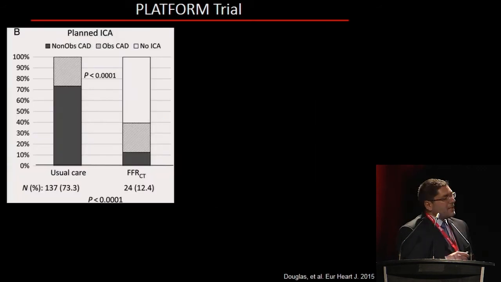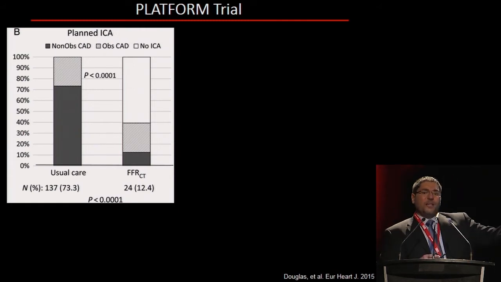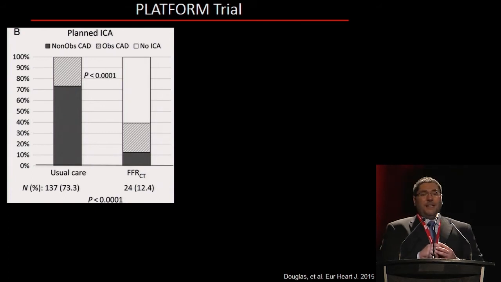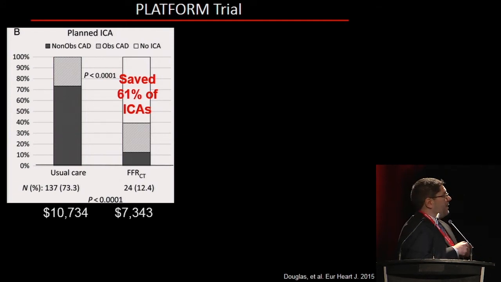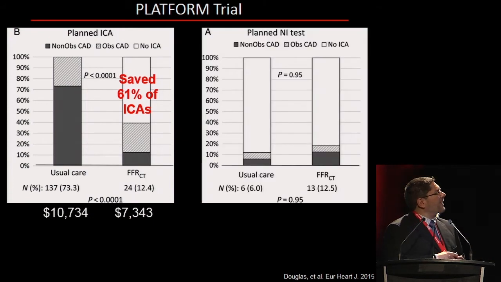And now the results were pretty good, as you'd expect. For one thing, for those patients that were already planned to go to catheter angiography, in the usual care that actually did go to catheter angiography, 73% did not even have disease. That's what we expected from the very beginning. Now, from the people that got FFR-CT, only 12% ended up not having non-obstructive disease. So again, we saved a lot of negative ICAs, 61% of them. Also, cost was lower, and invasive angiography does have a much higher cost than CT.